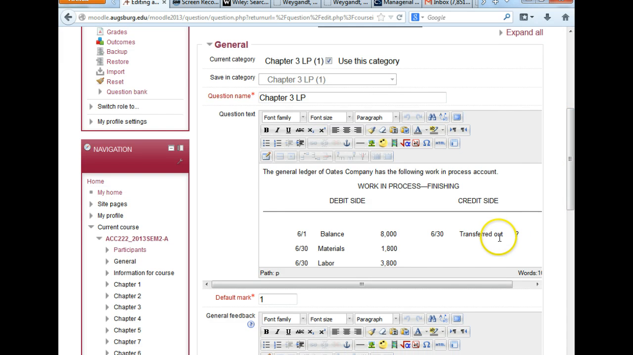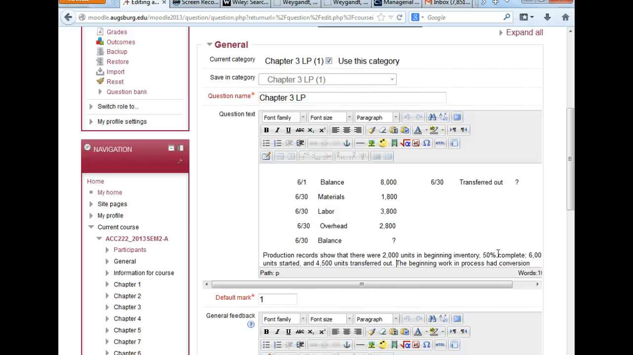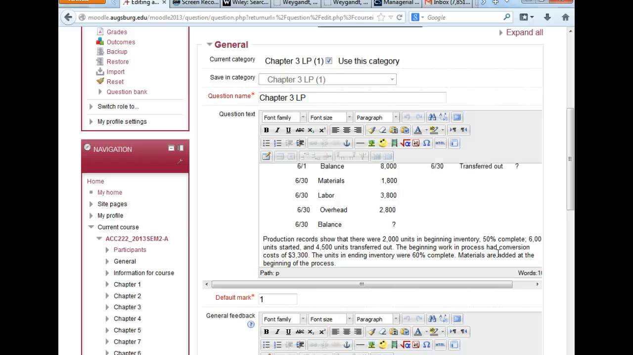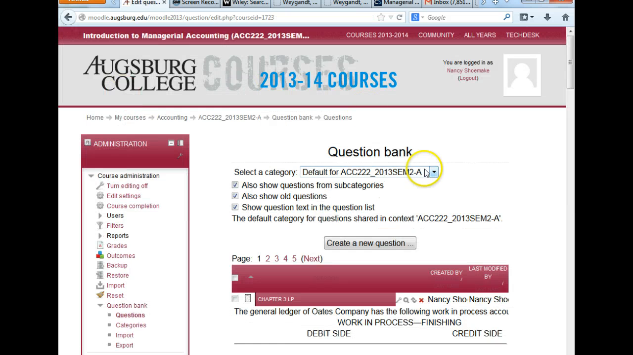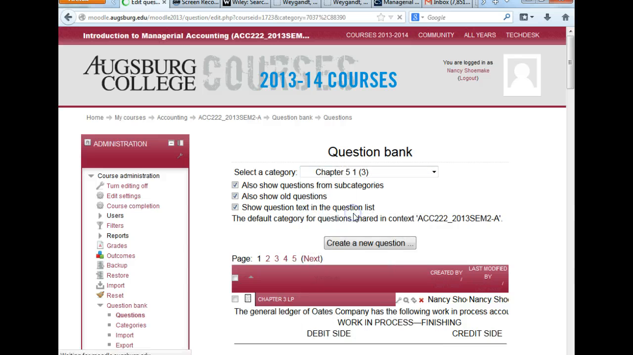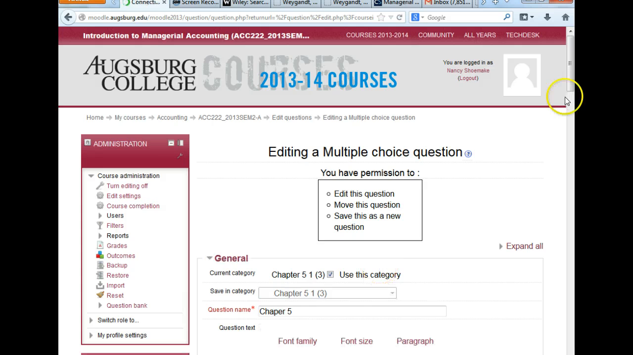The general ledger of Oates Company has the following work in process accounts. So it's kind of giving us the balance, materials, labor, overhead. It tells us how many units were begun. Wait, that's wrong. Whoa. Question bank. I got 4. Chapter 5. Here we go. Okay, let me just show you the kind of questions you're going to see, okay? They're already in here, so let's see if we can do some of them.